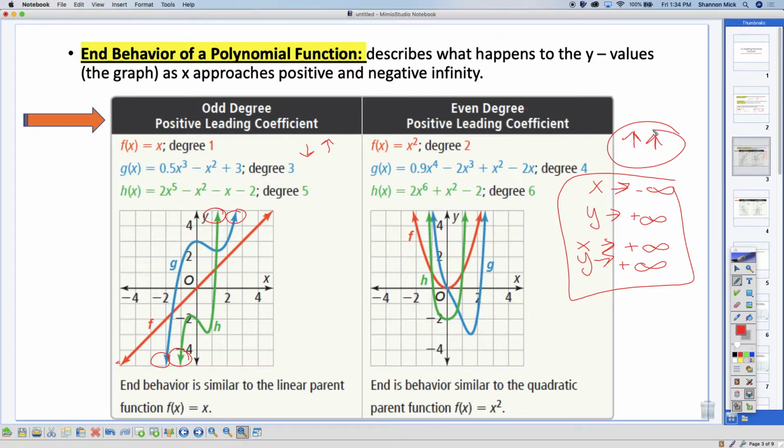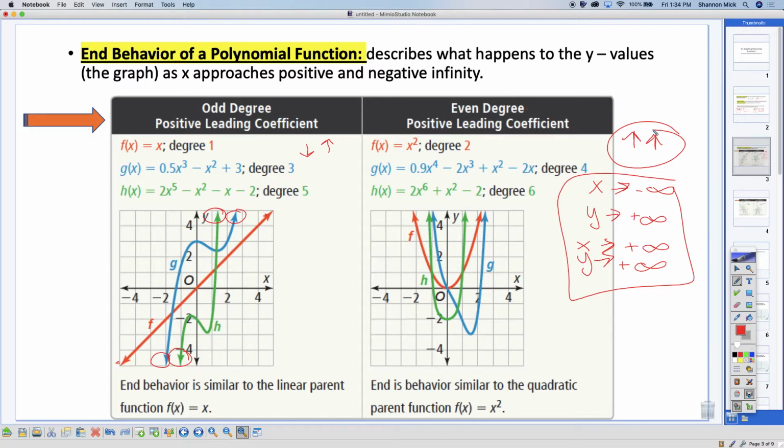Now what do you really need to write down on your paper for this? The odd degree, odd positive, and the even positive, and where it approaches, where it goes. So you guys let me know when you're good.